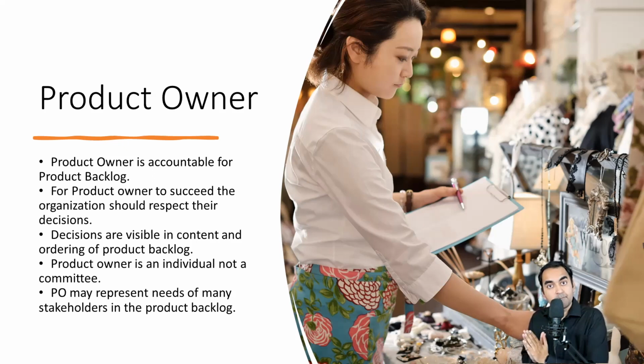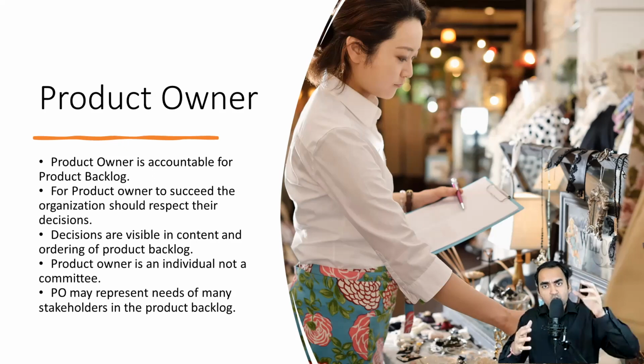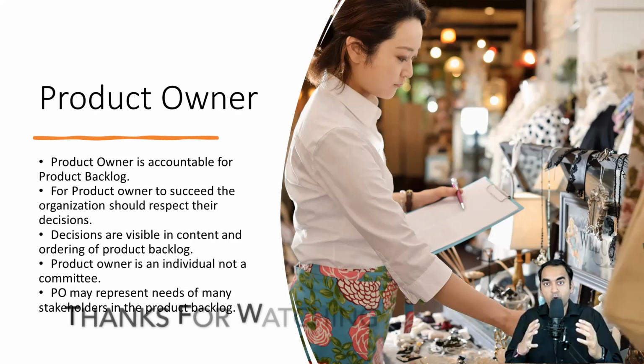So, in summary, a product owner is an individual and not a committee. His main work is to order a product backlog. His or her decision should be respected by the organization, and his decision should be visible to the stakeholders in the form of a product backlog. I hope now you have a clear understanding of who a product owner is.